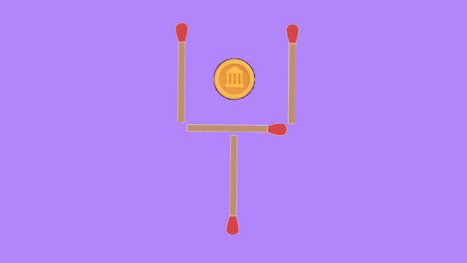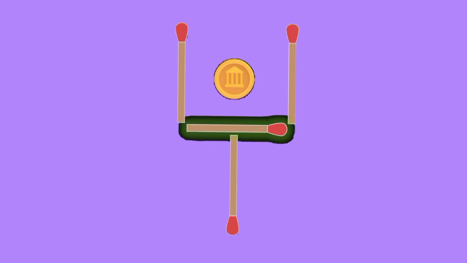And now, Puzzle 5. We have 4 matchsticks arranged in the shape of a cup. There's a coin placed inside this cup. The challenge is move only 2 matchsticks to get the coin out of the cup without changing the overall cup shape. In other words, after your 2 moves, the cup should still look exactly the same. So how do we do it?